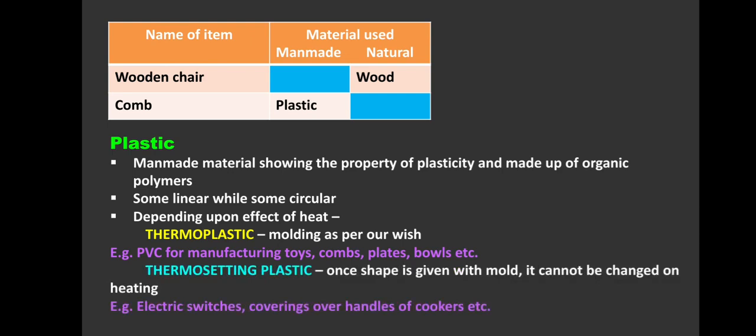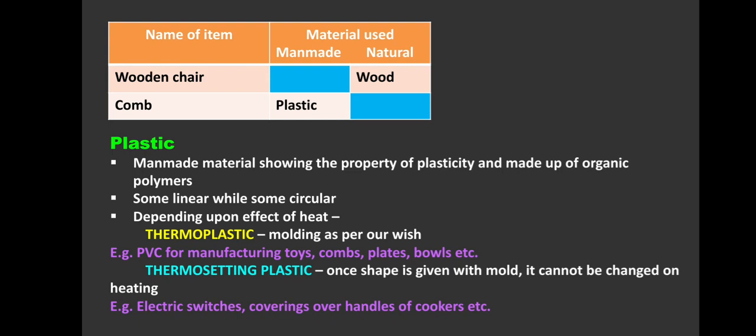Now, thermo means heat. So thermoplastic is nothing but a plastic that is moldable, or it can be molded as per our wish. That is, you can give it any shape that you wish to. For example, PVC, that is polyvinyl chloride, which is used for manufacturing toys, combs, plates, bowls, etc.